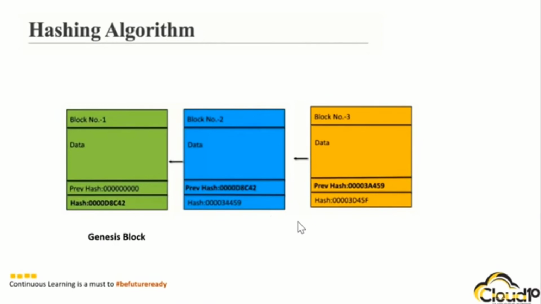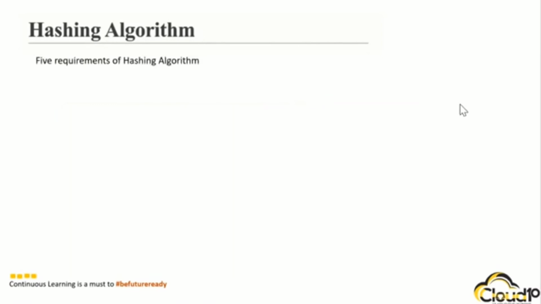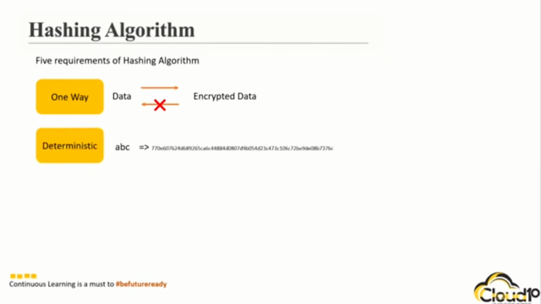Now let's understand what are the 5 requirements for the hashing algorithm. First is it's one way. It means, using hash algorithm we can transform the data to encrypted data, but the reverse is not possible, that is, we cannot use the same hashing algorithm to transform the encrypted data back to data. Second is, it's deterministic. Which means, the hashing algorithm will produce the same output for a given input, no matter how many times you run the algorithm against the same data set.